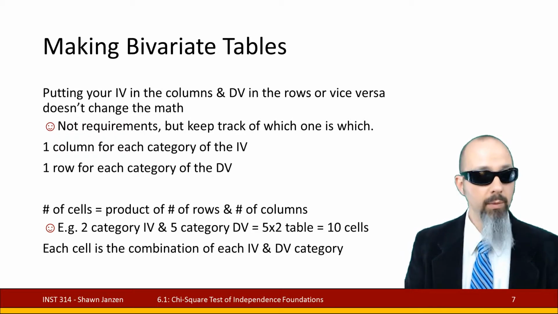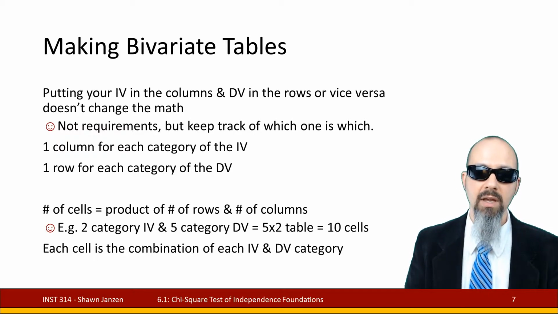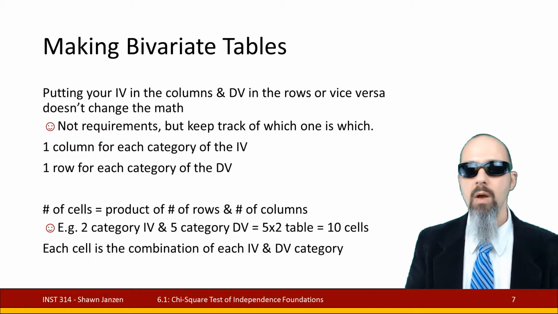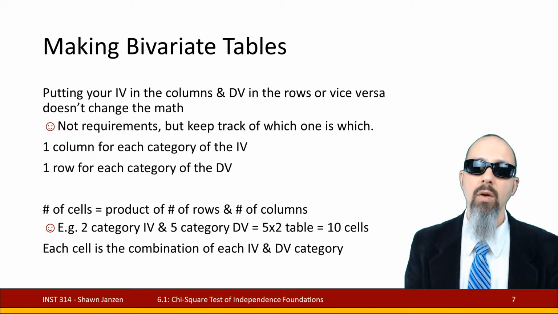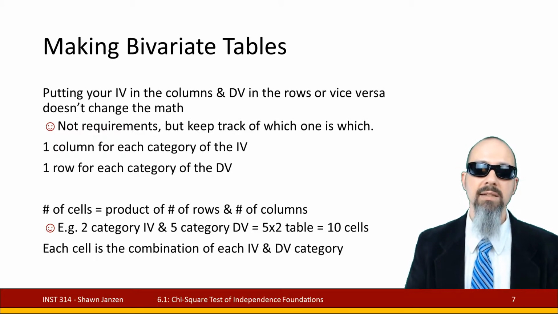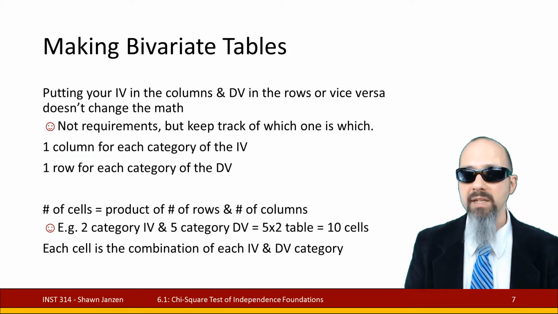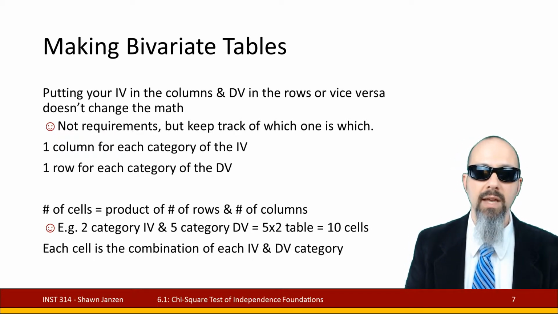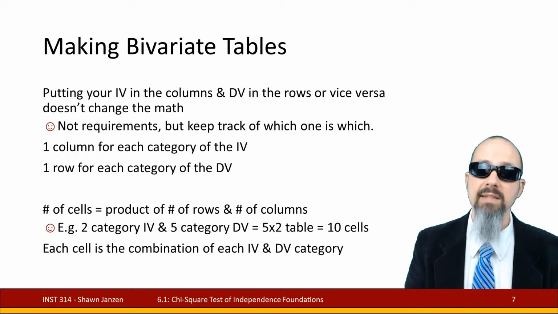Now, keep in mind, when we make these bivariate tables, we're going to have one column for every category of the IV, and one row for every category of the DV, or vice versa, depending on which one you put in the rows and columns. But in general, one category for every column and row. The size of your bivariate table is going to be based on the number of cells in the table, and that size is the product of the rows and the columns. So they get multiplied together, such that if you had a categorical IV with 2 categories and a DV with 5 categories, we would produce a 5 by 2 table that is going to have 10 cells, 5 times 2.